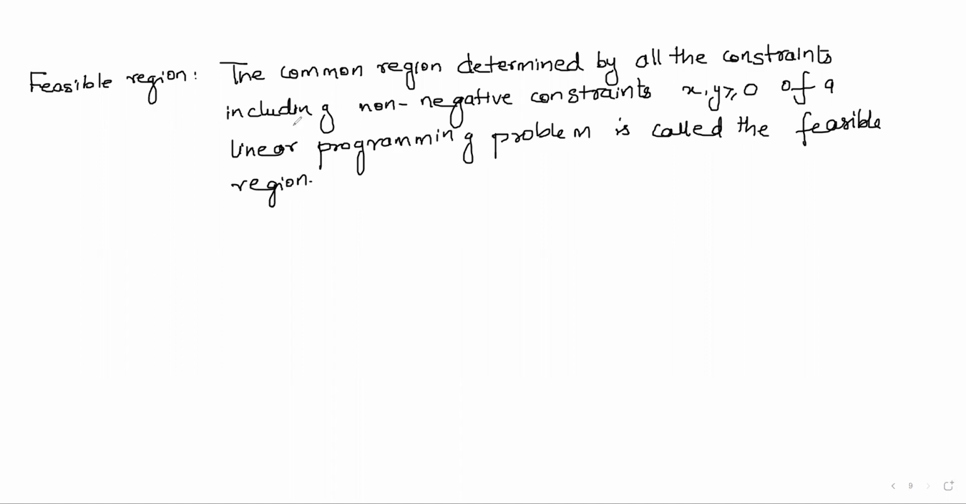So constraints we have already discussed. When we find the common region by all the constraints, such common region is called the feasible region. So if suppose I give you these constraints, such as 2x minus y less than 40, when you draw the graph by using all the inequalities, that common region is called the feasible region.